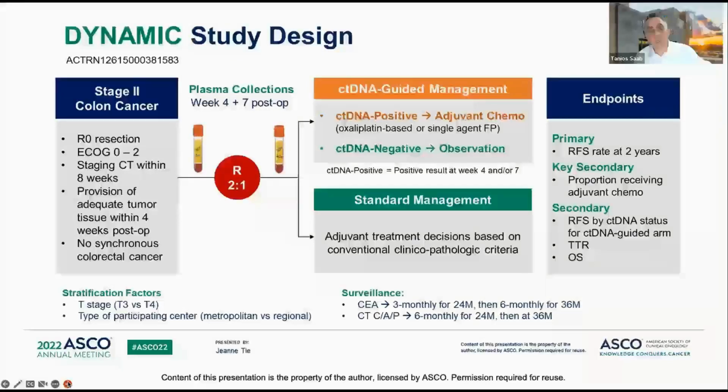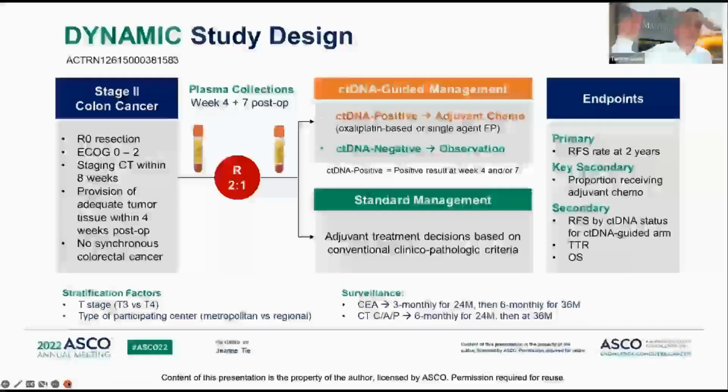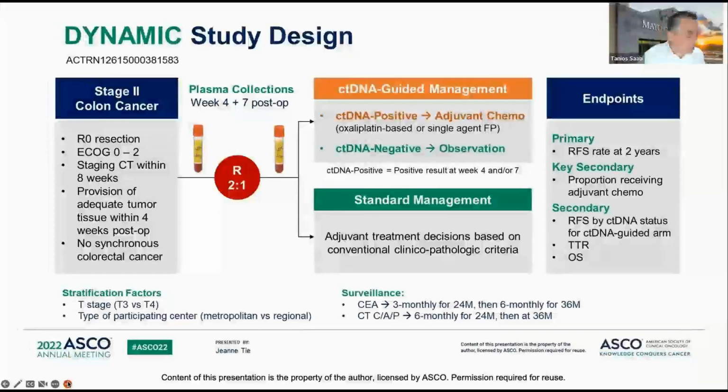Patients were randomized 2-to-1 for ctDNA guided management versus standard management. If the patients went on standard management, the investigator would decide whether they get treatment or not based on conventional clinicopathologic criteria. On the other hand, for those who went through the ctDNA guided management, if they're positive, they receive adjuvant chemo, and you decide whether it's oxaliplatin based or fluoropyrimidine. If they're negative, then they go on observation. The primary endpoint was relapse-free survival rate at 2 years, and that was a non-inferiority endpoint.